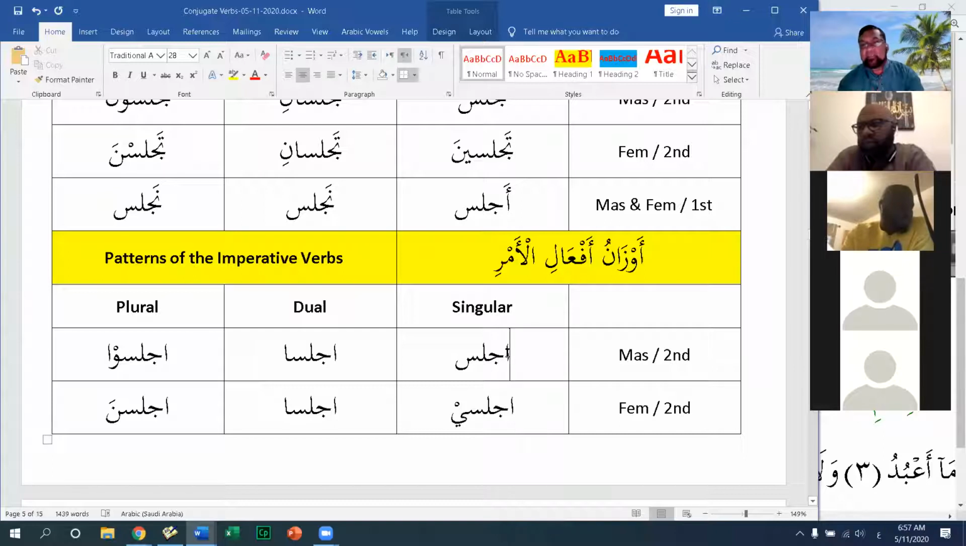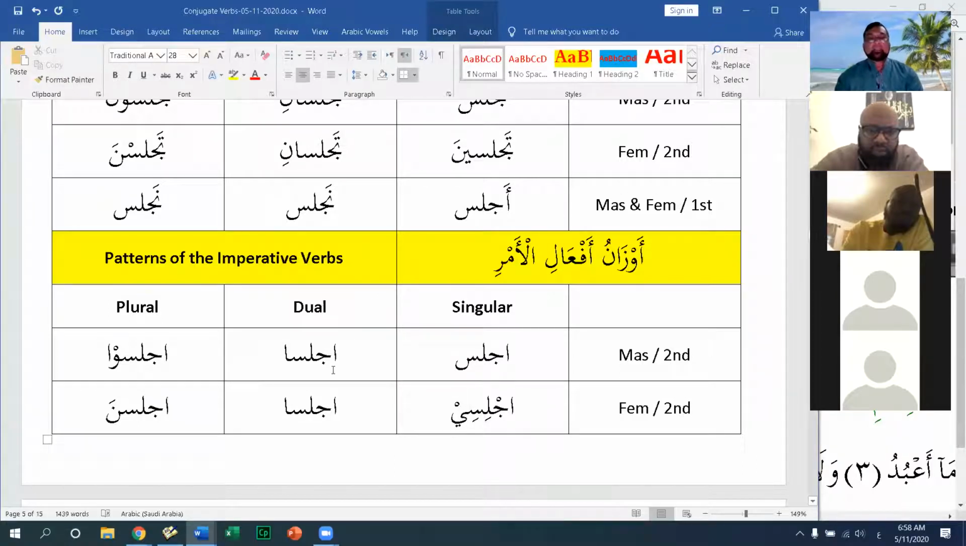And the vowel is never written in. So we would not write in the dhamma or the kasra. How do we know when to put a kasra or a dhamma? If the ayn has a dhamma, put a dhamma, otherwise put kasra. So it will be ijlis. That's correct. And then anti, ijlisi. That is correct.